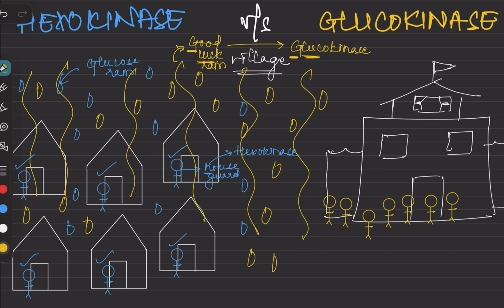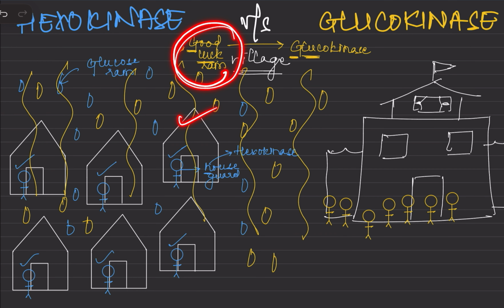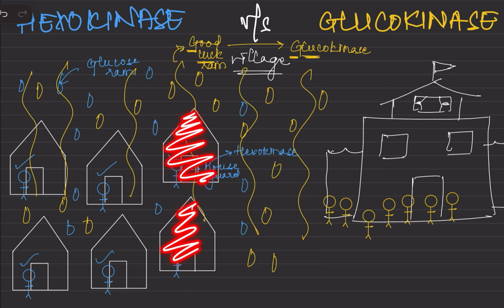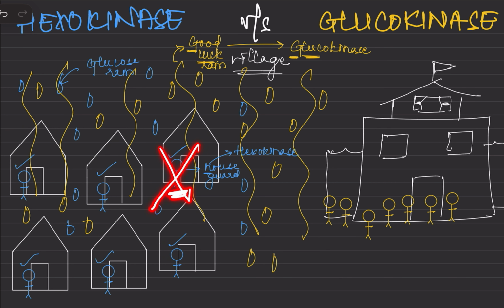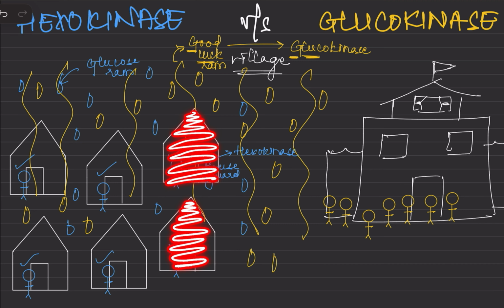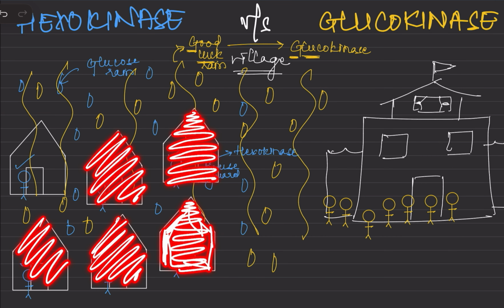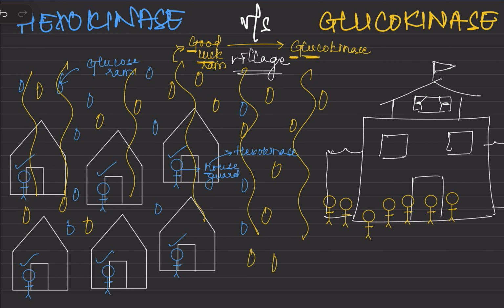What is good luck rain? Good luck rain is nothing but when there is too much glucose. These houses get saturated with glucose 6-phosphate. There is no space for glucose 6-phosphate to be stored. So now these house guards are not functional. Why? Because they say, my God, I have no space. I have occupied all the little tiny crevices that I could fill up. Everything is filled up with glucose 6-phosphate. I am fully saturated with glucose 6-phosphate. So the house guards cannot accommodate the extra glucose that is coming through the good luck rain.